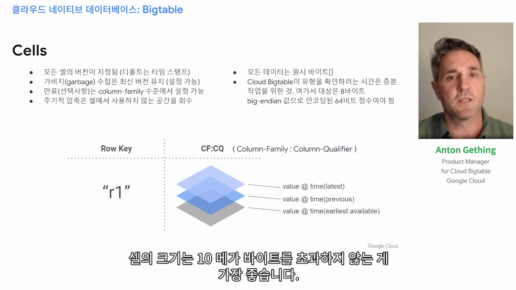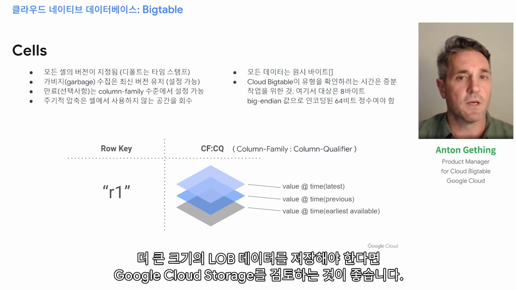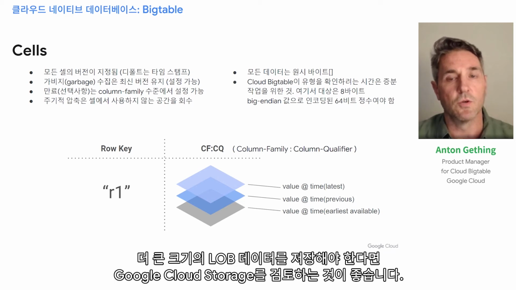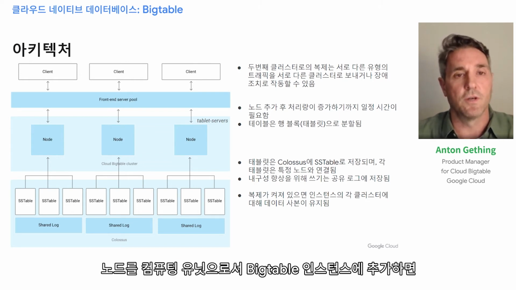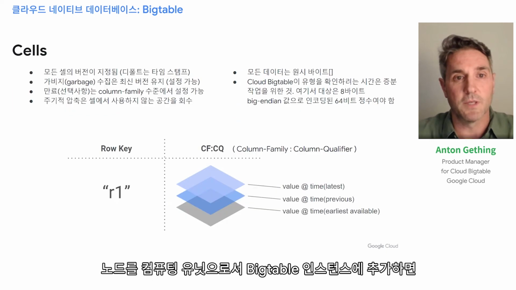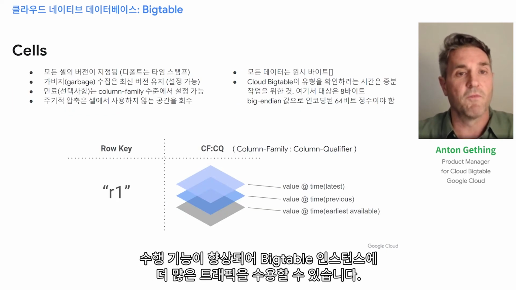The ideal size for a cell should not exceed 10 megabytes. If you need to store larger blobs of data, it's a good idea to look into Google Cloud Storage. Here, I'd like to go a little bit more into the architecture where we can focus on Bigtable nodes. Adding additional nodes as compute units to your Bigtable instance increases the performance capability to accept more traffic for your Bigtable instance.